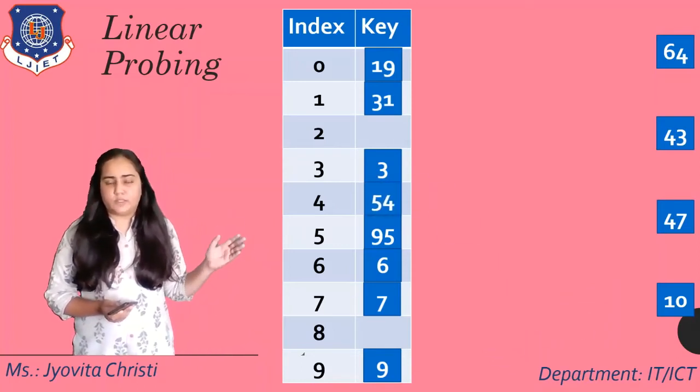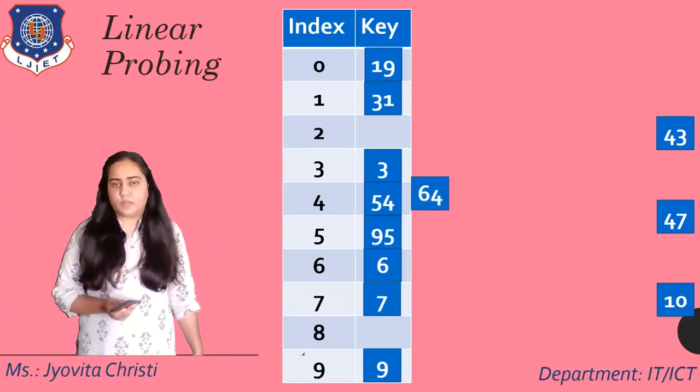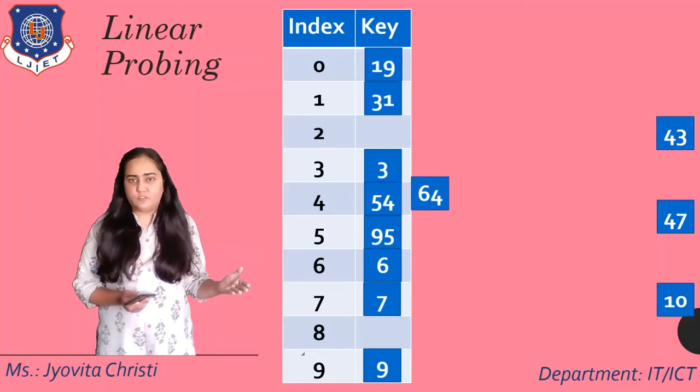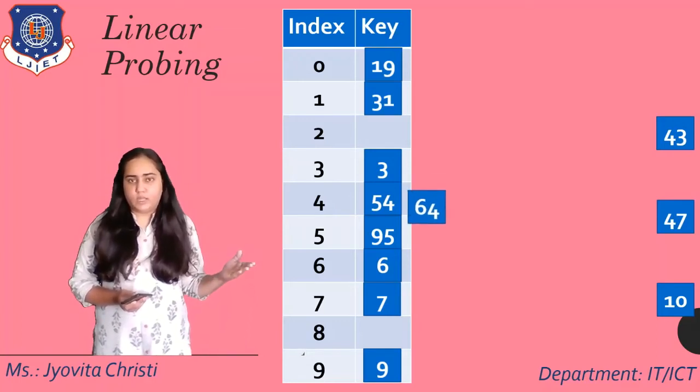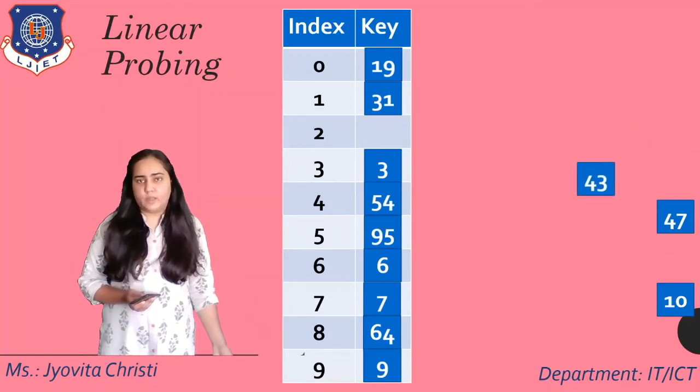And 54 gets inserted in 4th position. Now for 64, there's a collision. So we move to the next free bucket. The next free bucket after 4 is 8. So it gets inserted at 8th position.